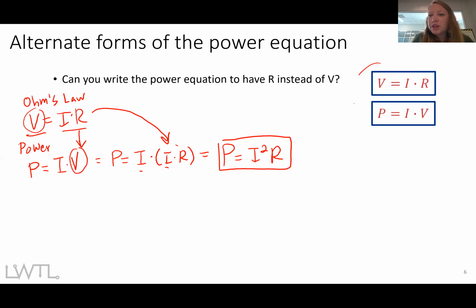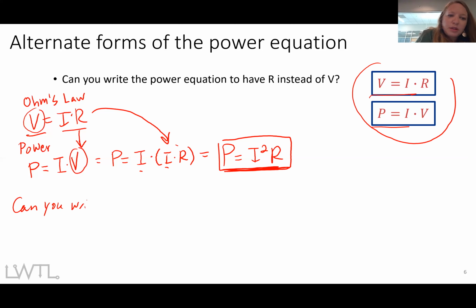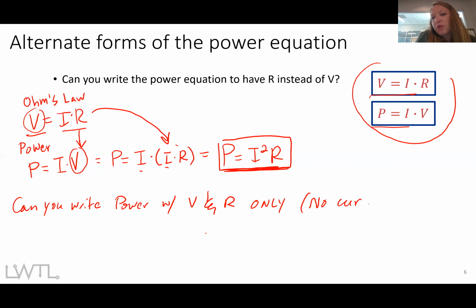Really all you need to know is these two forms, because you can get this version from these two forms like I just did. But it's also good to know that those forms are there and that you can get them. So let me throw another question. Can you write power with voltage and resistance only? So basically I'm saying no current in the equation.